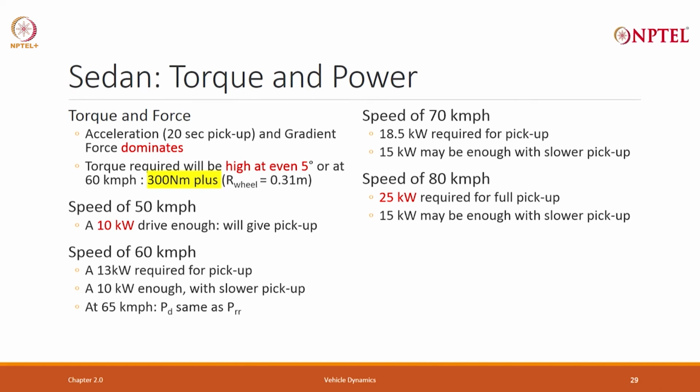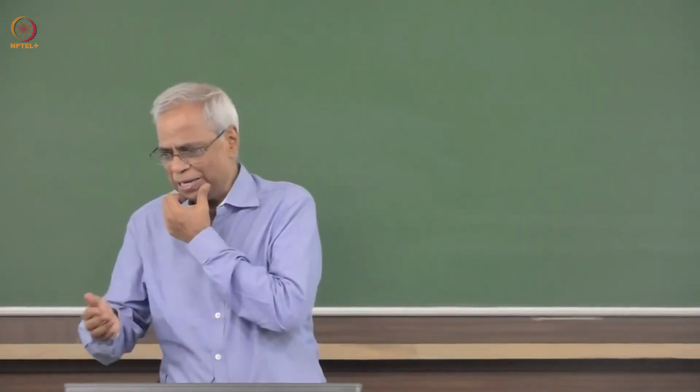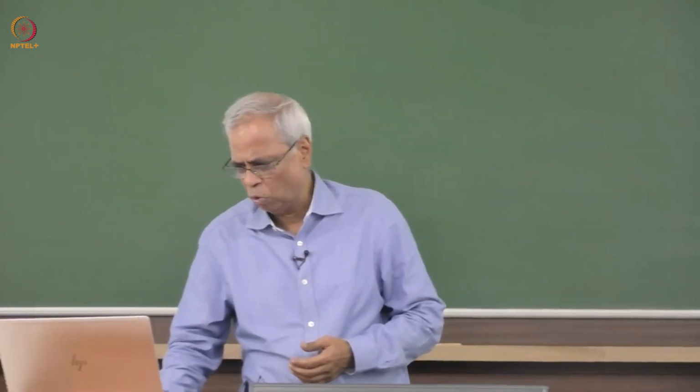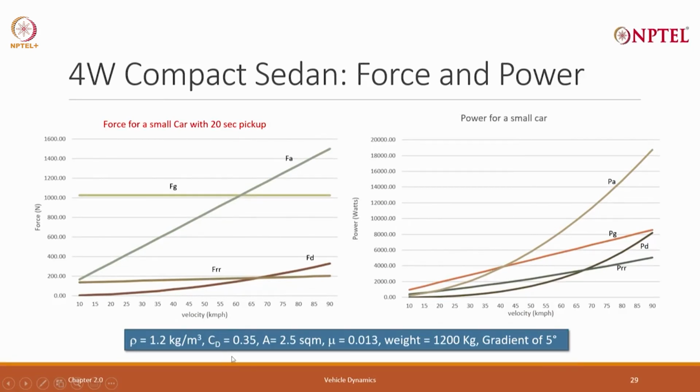And what are these numbers? There are only four quantities. First is rolling resistance, then drag, gradient or slope, and acceleration. And the parameters that you need are only rho, CD, area, mu, and weight. Weight plays an important role, and of course, gradient can play an important role.